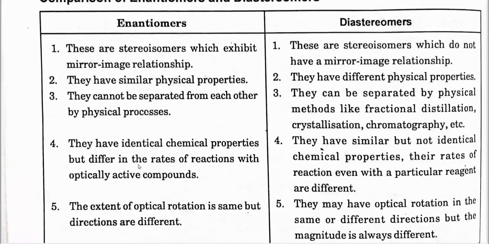Enantiomers have identical chemical properties but differ in the rates of reaction with optically active compounds. Diastereomers have similar but not identical chemical properties. Their rates of reaction even with a particular reagent are different. In enantiomers, the extent of optical rotation is the same but the direction is different. In diastereomers, they have optical rotation in the same or different direction, but the magnitude is always different.